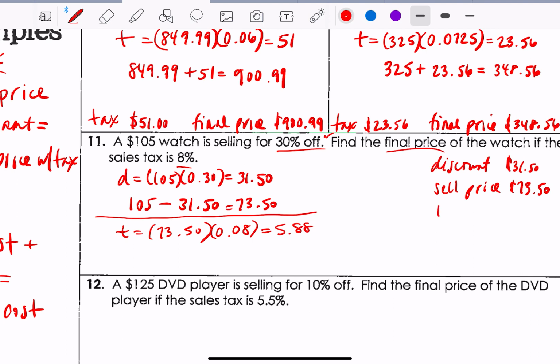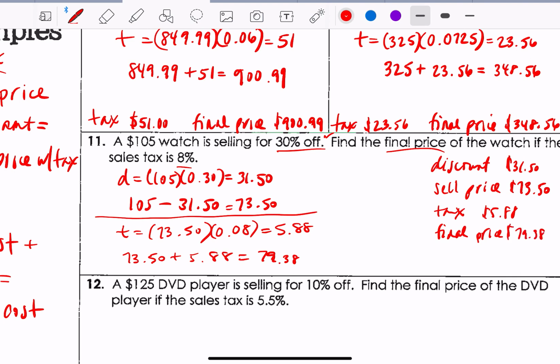So I'm going to write this over here. That was another thing I had to figure out. $5.88 for the tax. So now what is my final price? So my final price is going to be $73.50, my discounted price, plus $5.88 for my tax. So when I add those two together, I get $79.38.